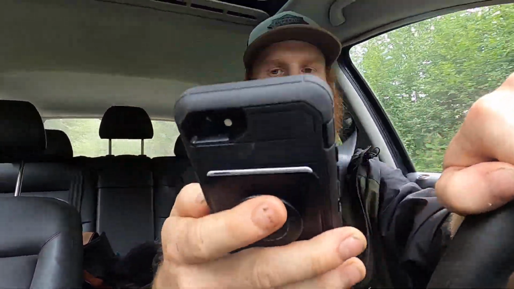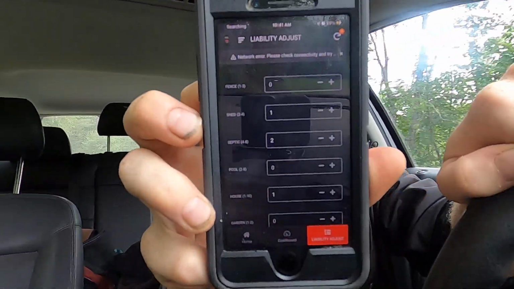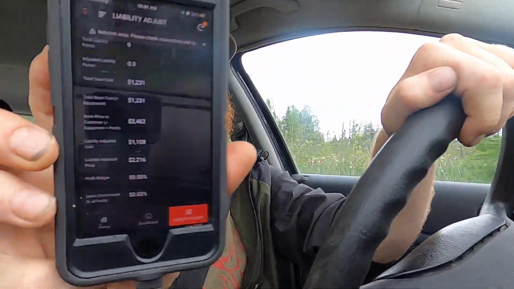There's a little bit of liability to the septic system, so I just took the old margin multiplier that I have here, and I got all my numbers figured in here, and so it tells me exactly what my base cost is, what my base price to the customer is. Then I adjusted for the shed, the septic, and the house, and it gave me a base price. So the liability adjusted price was $2,200.